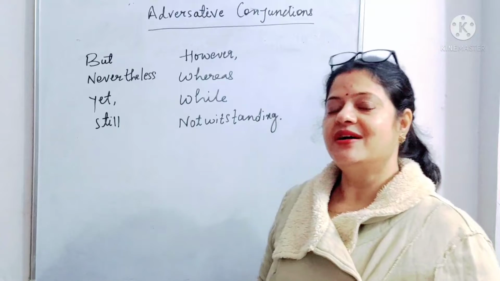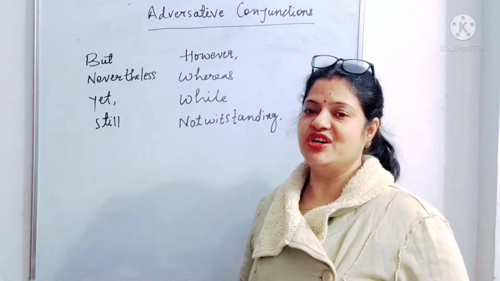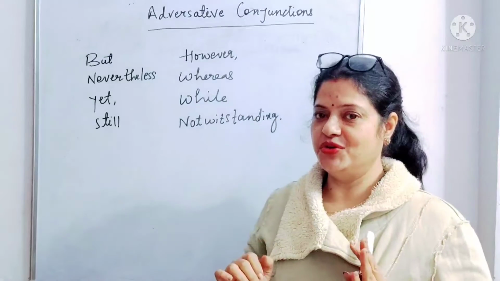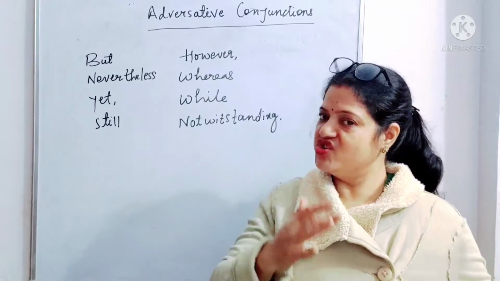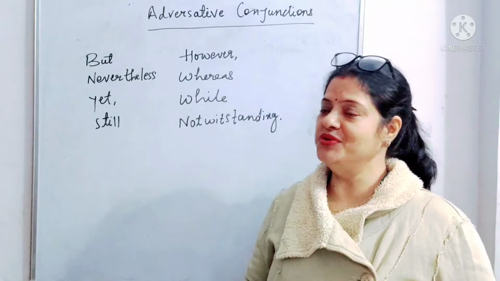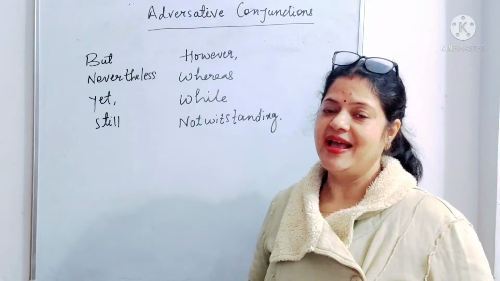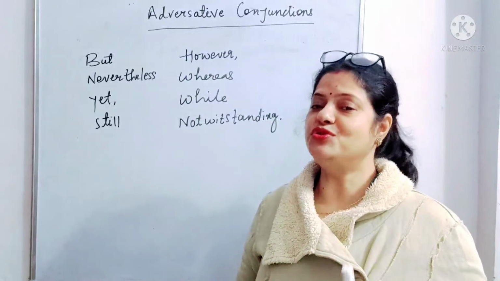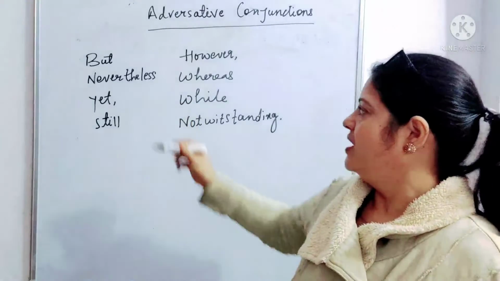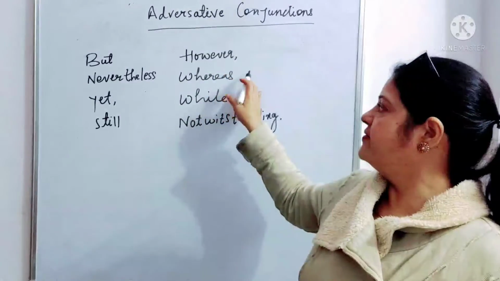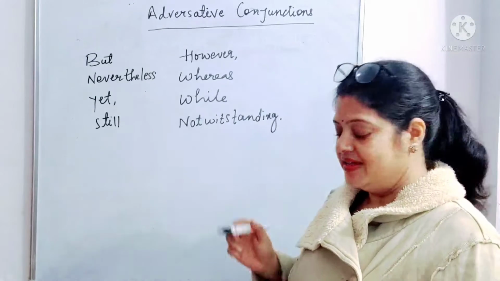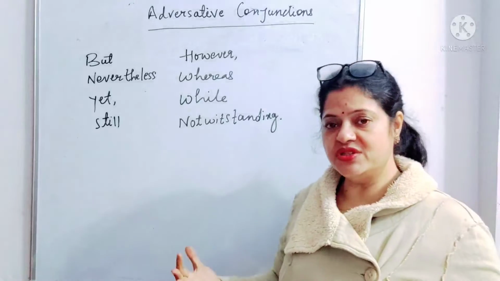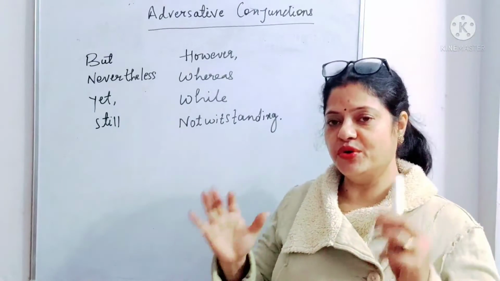Okay, so now let's start. First, we should know the meaning of adversative conjunction. Adversative, adverse, as the name suggests, means to show contrast in two sentences. If we find that there is contrast in two sentences, we know that we need to use adversative conjunctions to join those two sentences. The conjunctions used to join them are but, nevertheless, yet, still, however, whereas, while, notwithstanding. These are called adversative conjunctions because they show an adverse or contrast effect in the sentences.